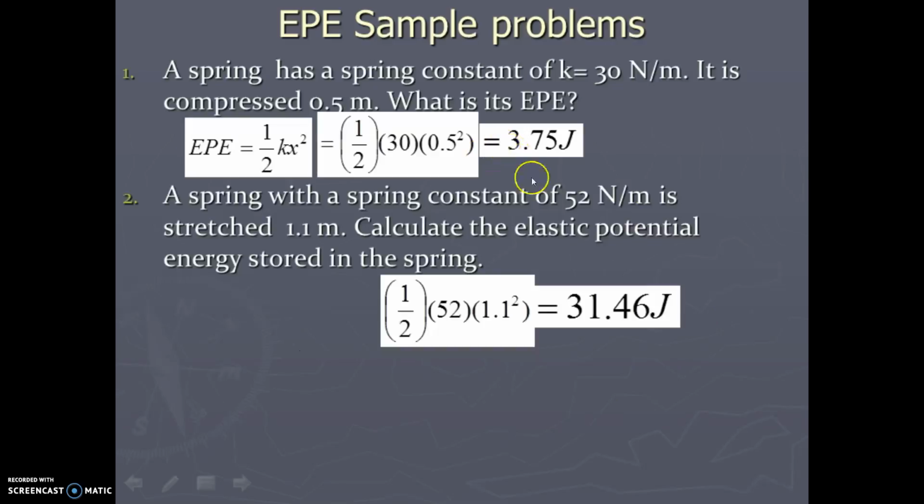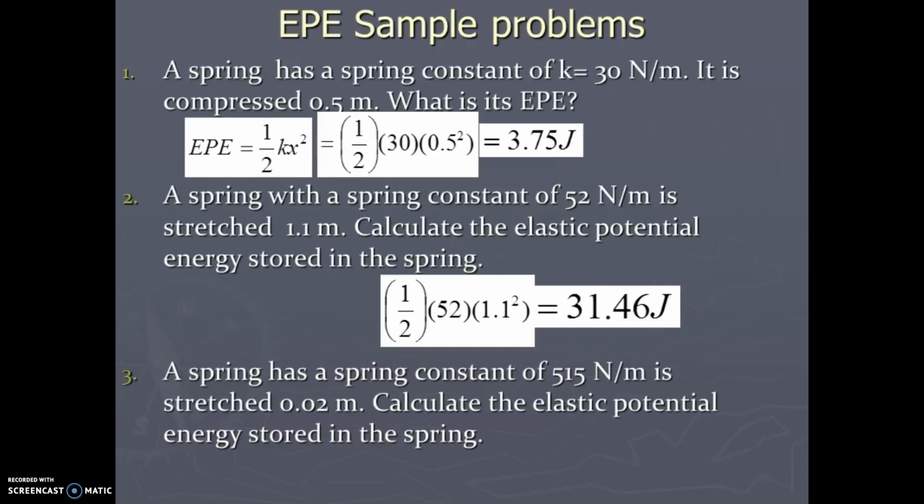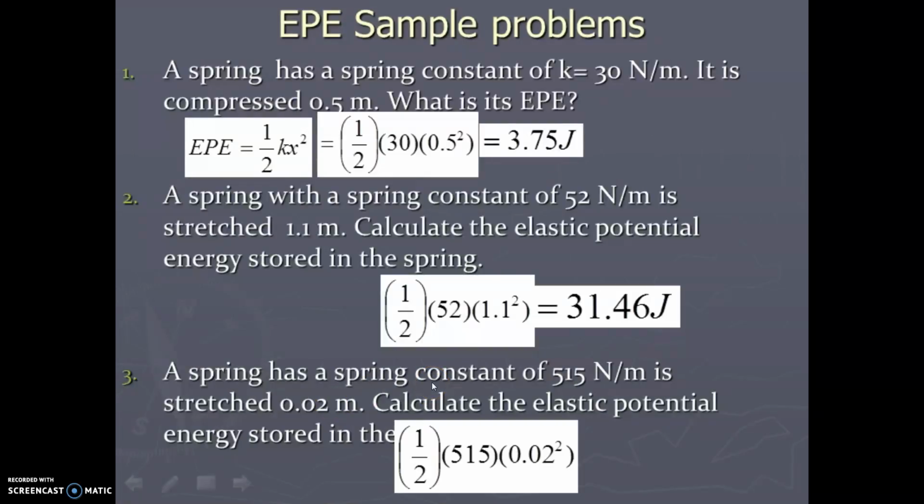And notice that this one is quite a bit bigger, has a lot more energy than this one, because it's being stretched a whole lot more. Last problem. A spring has a spring constant of 515 newtons per meter and is stretched 0.02 meters. So that's 2 centimeters, guys. Calculate the elastic potential energy stored in the spring. So we plug in 515 for k and 0.02 for x. So we do 1/2 times 515 times 0.02 squared, and we get 0.103 joules.